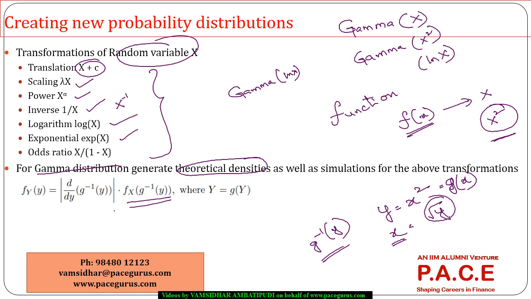So you can very well take it as f of square root of x, and you know that the derivative of g inverse of y is nothing but 1 by 2 root y, or 1 by 2 root x. So you can very well take it as 1 by 2 root x into f of square root of x. Now this is a function that you can very well write theoretically, and you can very well generate the values associated with the function of x. So let's try it out, right?